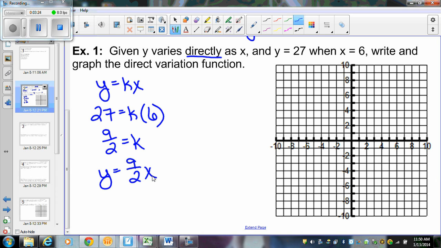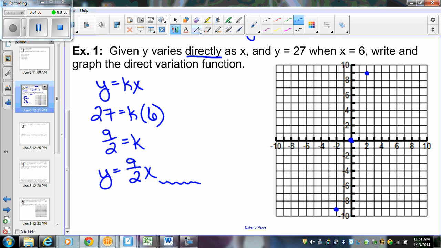Now notice the directions also said to graph that variation function. So it is a linear function, so as long as we know the y-intercept and the slope, we can draw that line. Well, for all direct variation functions, you should always have the same y-intercept. And if you look right here, you'll notice that there's nothing there. That's because the y-intercept for all direct variation is 0. And then remember, the coefficient in front of the x is your slope of the linear function. So from my y-intercept, I could rise 9 and run 2. Or I could decrease 9 and run to the left 2.